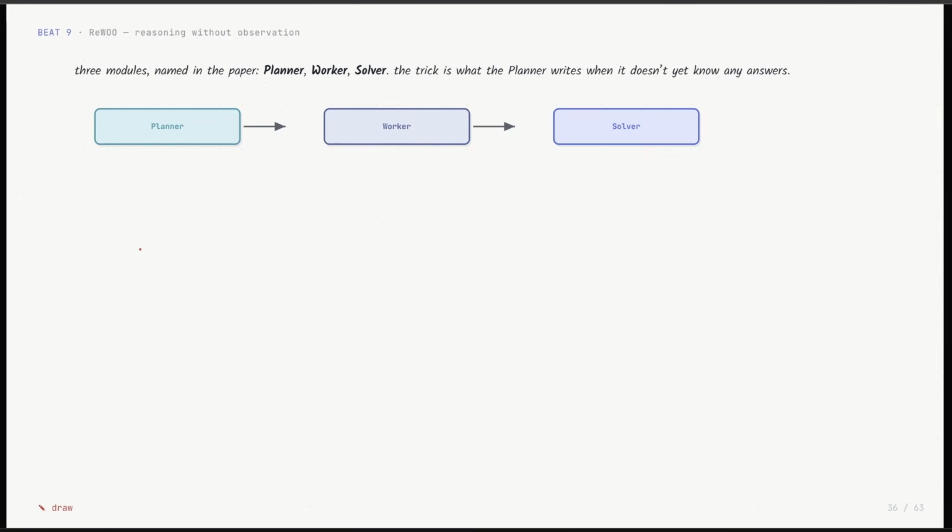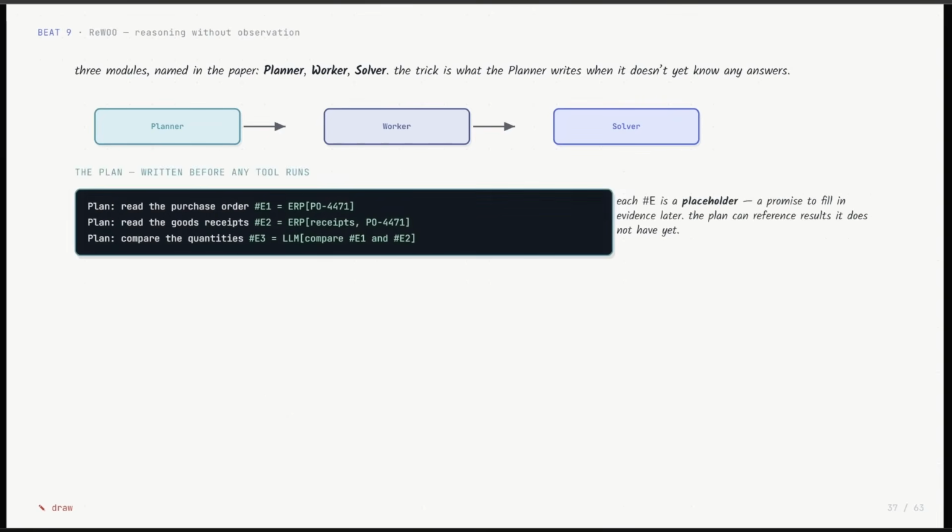This is ReWOO, the reasoning without observation architecture. You have 3 modules named in the paper: the planner, the worker, and the solver. The interesting part is that the planner writes when it does not yet know any answers. So in an example, you have an artifact, like data, and the plan would have these 3 actions: read the purchase order, read the goods receipt, and compare the quantities.